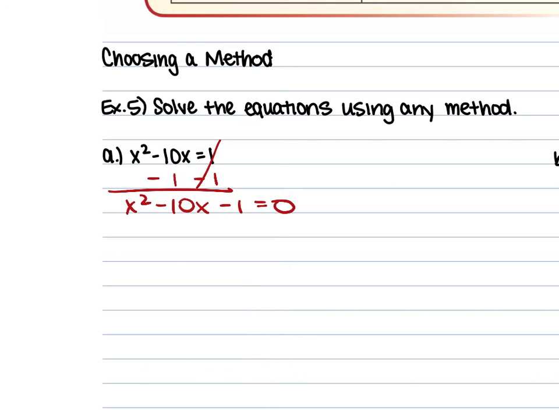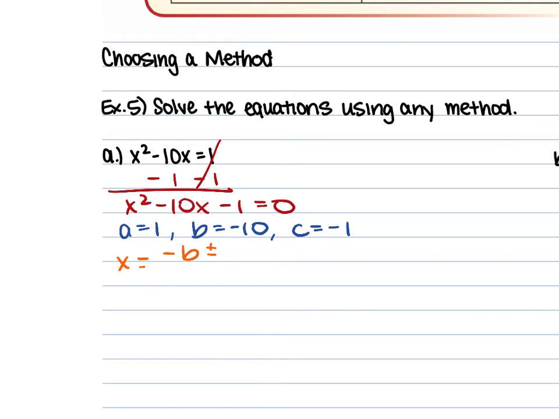I can ask myself, are there any factors of negative 1 that add up to negative 10? No, there's not. So I'm going to use my quadratic formula. So A is going to be 1, B is negative 10, and C is negative 1. From here, I'm going to plug it into my quadratic formula.